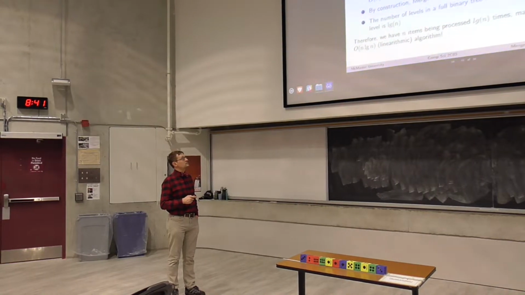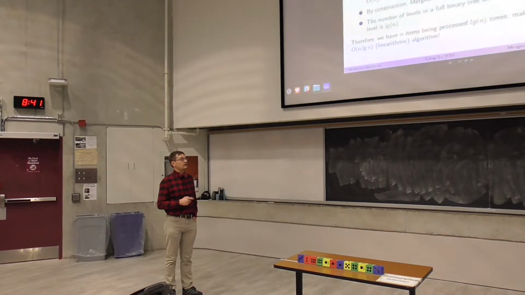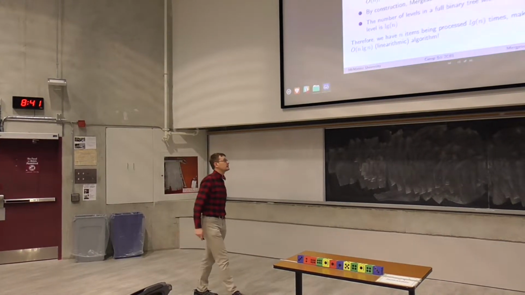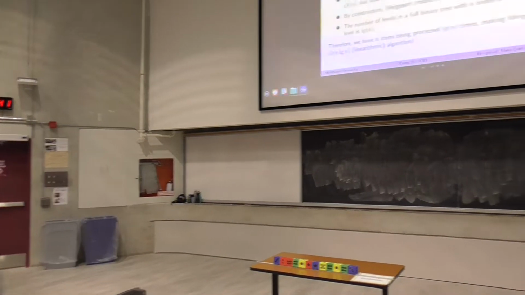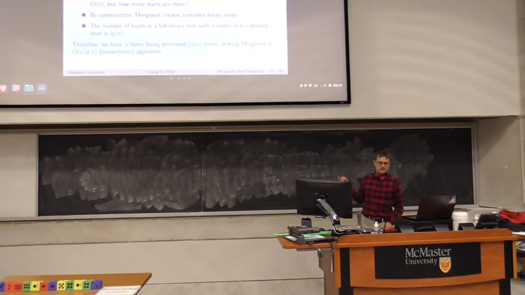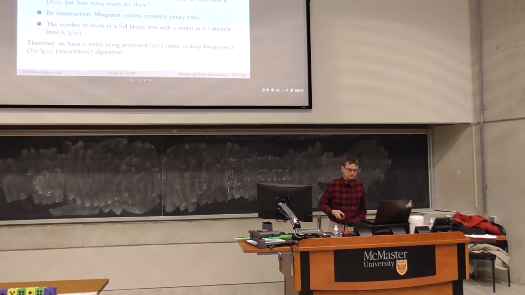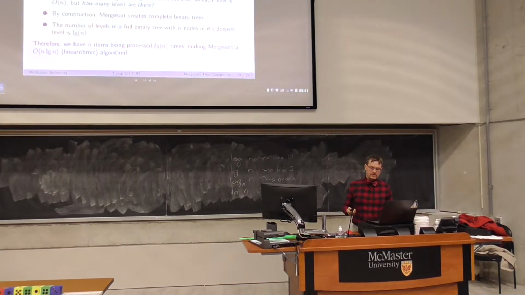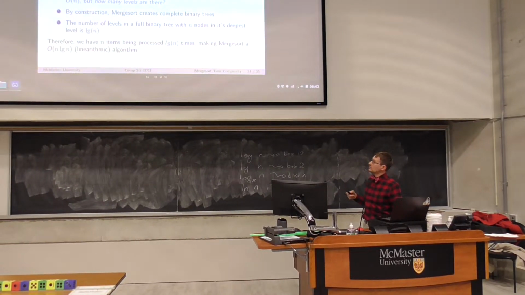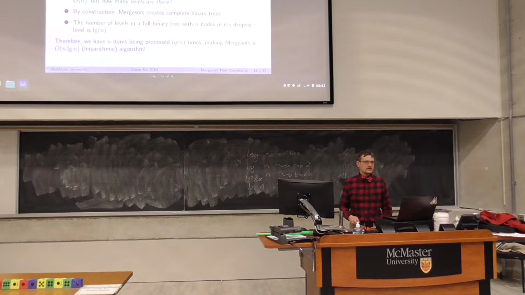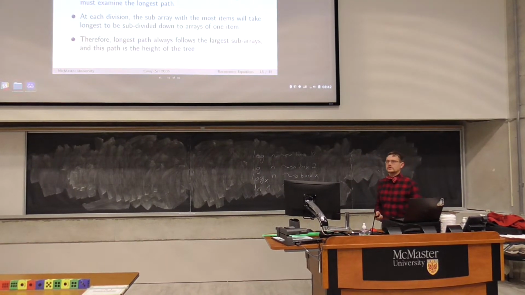power of h. So, of course, per level, each level is big O n. But how many levels are there? By construction, merge sort creates complete binary trees. So, the number of levels in a full binary tree, where the n is the number of nodes at its deepest level, is log n. Therefore, we have n items being processed, log n times, making merge sort an n log n algorithm. Make sense? Good. So let's talk about how to solve recurrence equations.